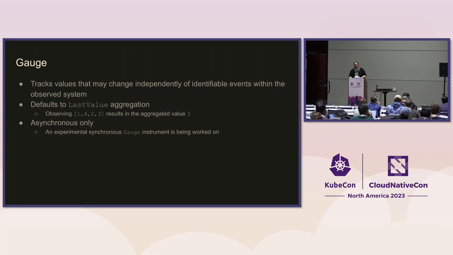Then we've got a gauge. This is asynchronous only, and these are useful for tracking things that, as with most asynchronous instruments, don't really change in the context of some specific identifiable activity, but maybe change continually and you just want to know what's the current value or what was the last value that was seen. So this is useful for something like memory usage or items in a queue. And here, if we observe those same values, 1, 4, 2, and 3, the result is 3, because that was the last value we saw. There's some experimental work happening for a synchronous gauge, but that's not yet available for general use.